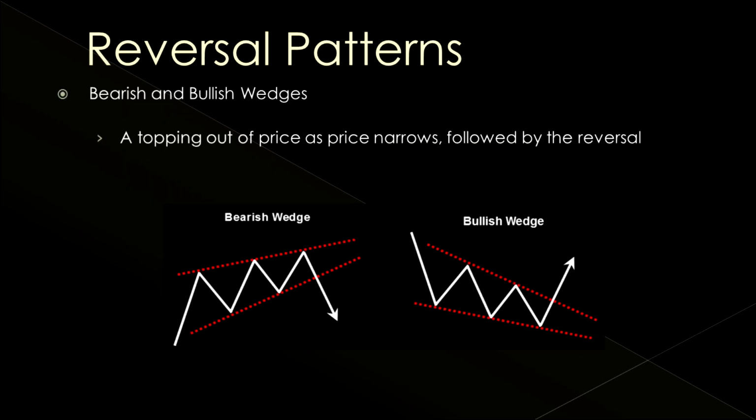So here we can see on the left-hand image a bearish wedge, and on the right-hand image a bullish wedge. Topping out of price occurs as price narrows, followed by a reversal. So you'll see the price hits on the left, for example, the upper resistance level, down to support, narrows a little bit towards the resistance levels, narrows down to support, and so on. So the two channels are basically narrowing and forming a wedge. And eventually it breaks through to the downside. Similarly, with a bullish wedge, eventually it breaks through to the upper side.